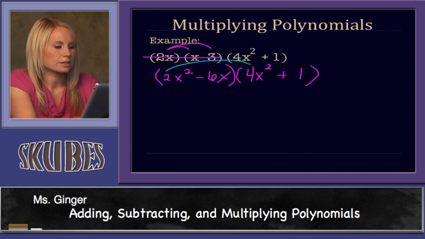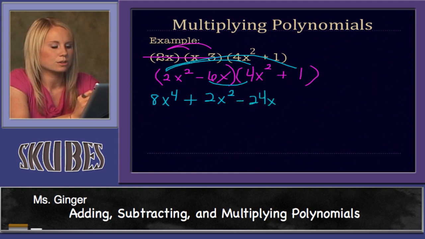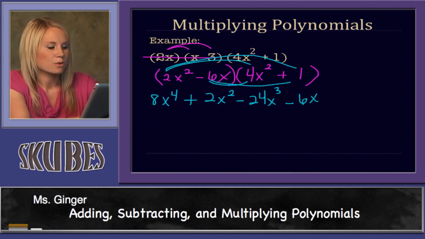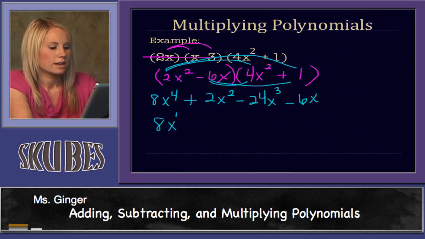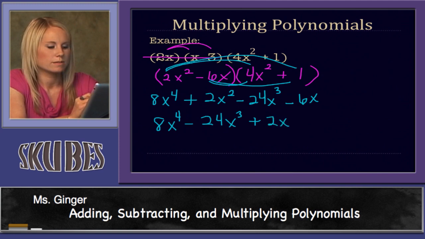So first 2 terms gives us 8x to the 4th. Outer gives us 2x squared. Working our way to the inside, minus 24x cubed. And last, minus 6x. Only other thing we could do is put it in standard form, so let's work on that. Gotta look for your highest power and work your way down to the lowest.